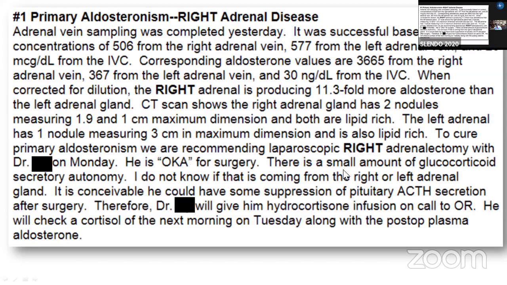He's okay for surgery. He does have a small amount of glucocorticoid secretory autonomy. I don't know if that's coming from the right or left. It's conceivable he could have some suppression of pituitary ACTH secretion after surgery. Therefore, our surgeon will give him hydrocortisone infusion on call to OR. He'll check the cortisol next morning along with post-op aldo.